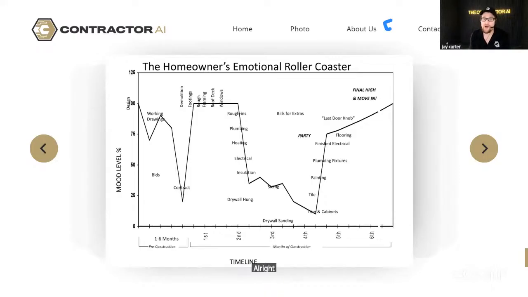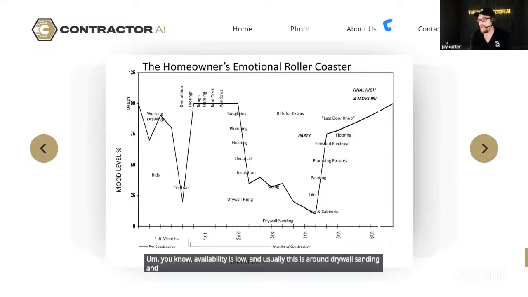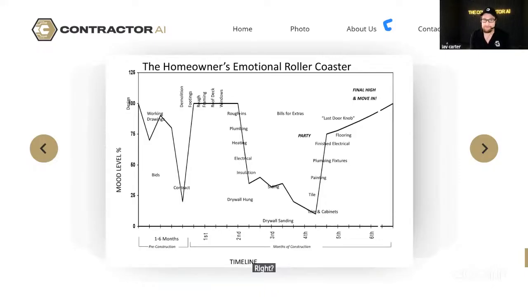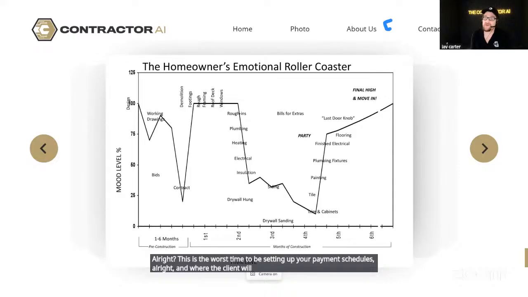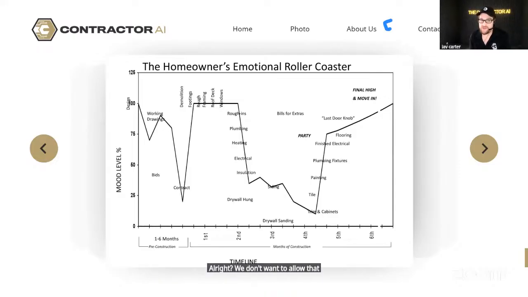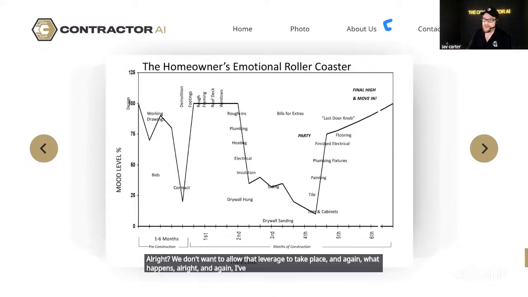The hardest, most difficult time to collect payment is when your customer's emotional availability is low. And usually this is around drywall sanding and trim cabinets. This is the worst time to be setting up your payment schedules, and where the client will consider leverage. We don't want to allow that leverage to take place. And again, I've seen it time and time again.